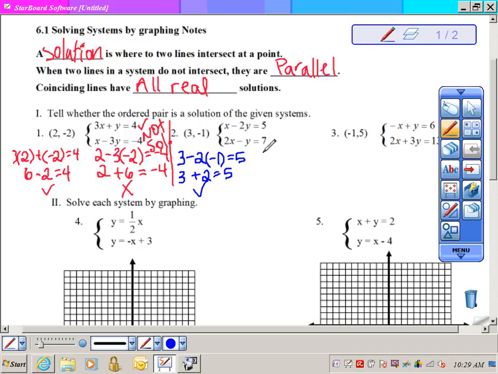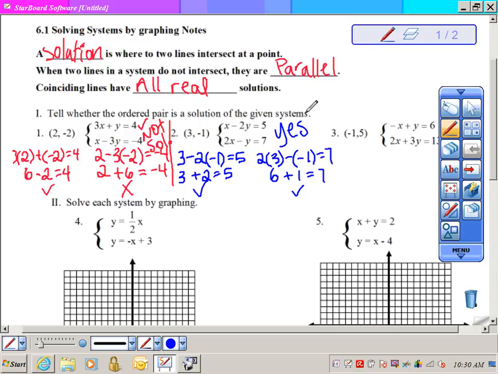Let's check the other one. 2 times 3 minus negative 1 equals 7. So I rewrite it as 6 plus 1 equals 7. True or not true? True. So this is a solution. So let's put yes.